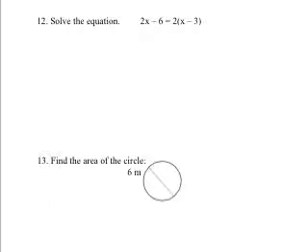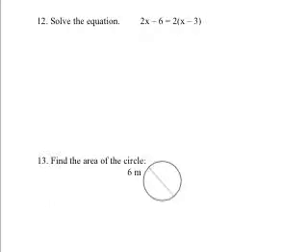Number 12, solve the equation. 2x minus 6 equals 2 parentheses x minus 3 close parentheses, or 2 times x minus 3. We could say it's 2 times the difference of x and 3. That's how we would write it out if we were writing it out in words. So let me back up. If I wanted to say 2x minus 6 equals 2 times x minus 3 in words, I would say 2 times a number minus 6 equals 2 times the difference of the same number and 3.